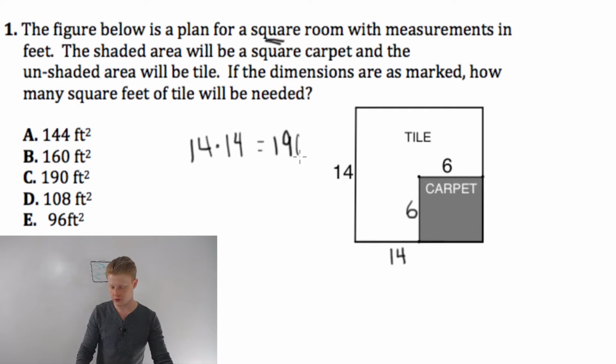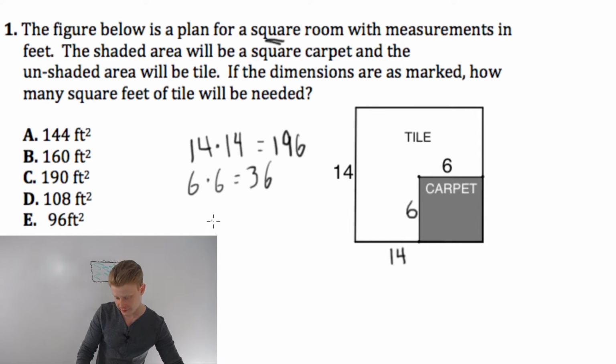And then we're going to tile all that except for 6 by 6 of it, which is 36. So I'm going to need tile for 196 feet except for the 36 that is carpeted. So that'll be 160 feet. That's one way to do it. So that would give us answer choice B. That's correct.